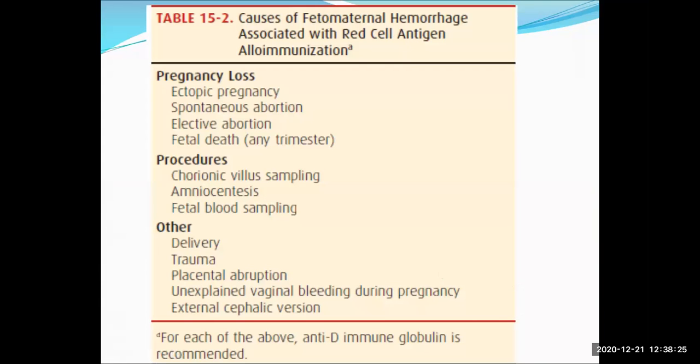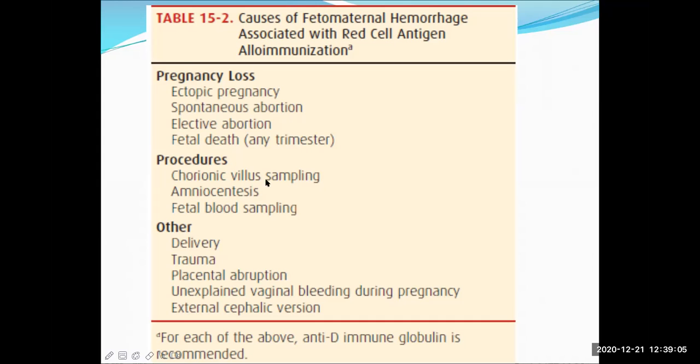Now at the end, please revise this table. What are the causes of fetal-maternal hemorrhage associated with red cell antigen, also known as alloimmunization? See that? Definitely this is a revision, isn't it? The question is how fetal RBC can enter into the maternal circulation, or how the mixing occurs. So these are the pregnancy loss causes, like ectopic pregnancy, spontaneous abortion, elective abortion, and fetal death in any trimester. They can cause mixing of the fetal RBC with the maternal ones.